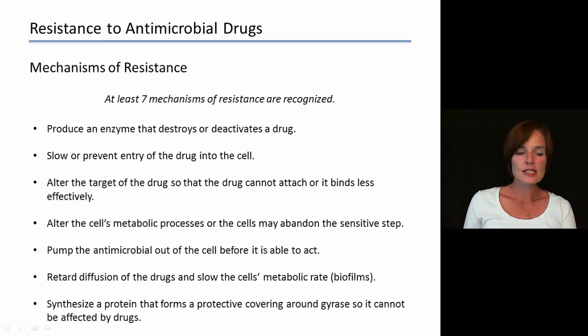A last one here is that the cells can synthesize a protein that forms a protective covering around gyrase. That was one of the enzymes that can be affected. And so they basically put a protective covering around it so that the gyrase itself is not going to be negatively impacted by the drugs that we use.